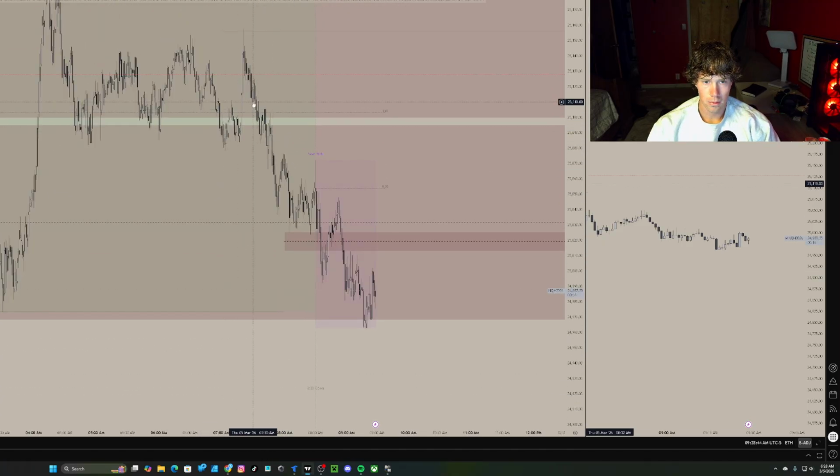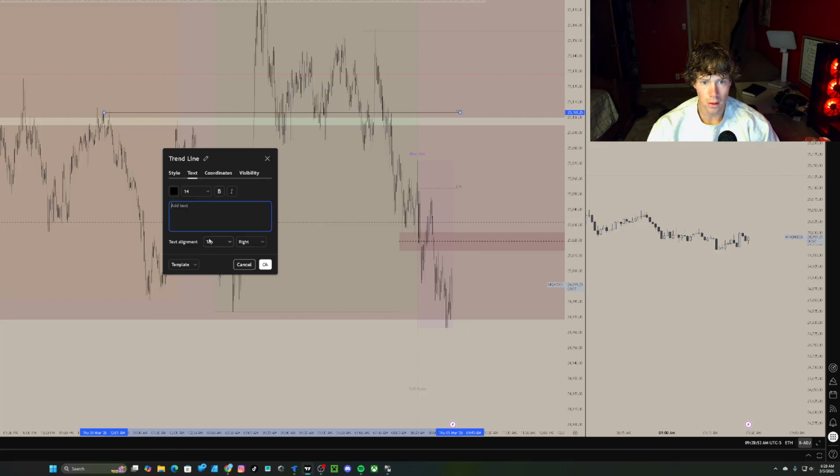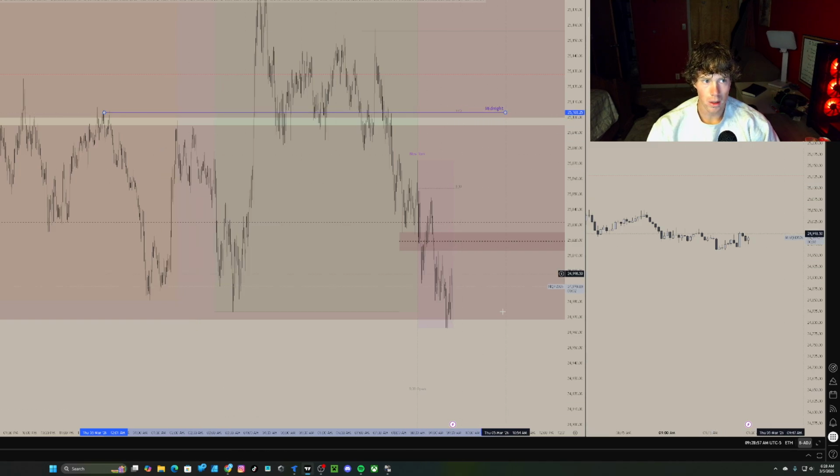Previous day low, and then let's mark out midnight, of course. New York open is way over here, so we're below midnight. I could see us manipulating to midnight, honestly.